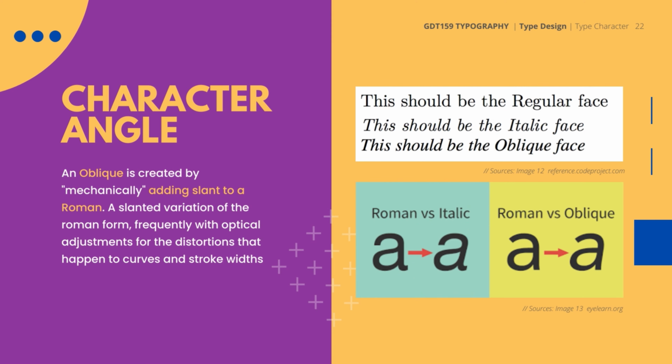Character angle. An oblique is created by mechanically adding slant to a Roman, a slanted variation of the Roman form, frequently with optical adjustment for distortion that happens to curves and stroke width. On the right side here is the example of oblique. There are two different looks of regular, italic, and oblique. Italic and oblique are different kinds of type characteristics.